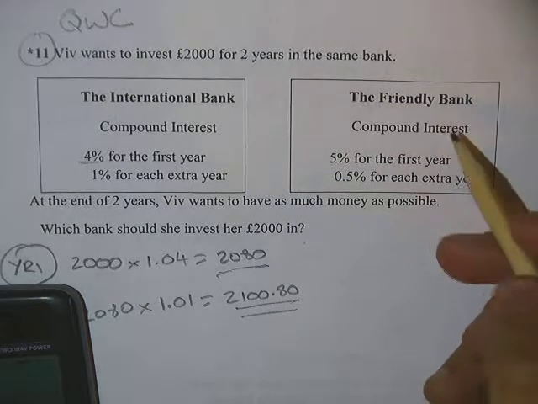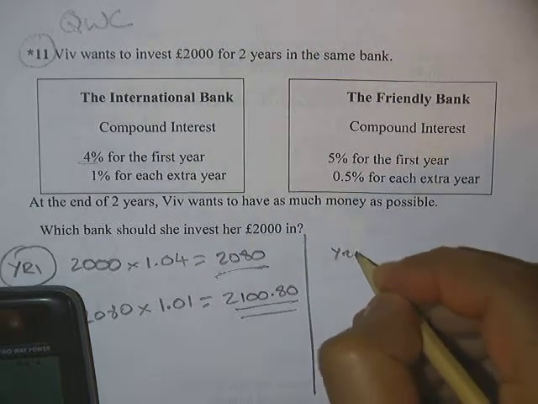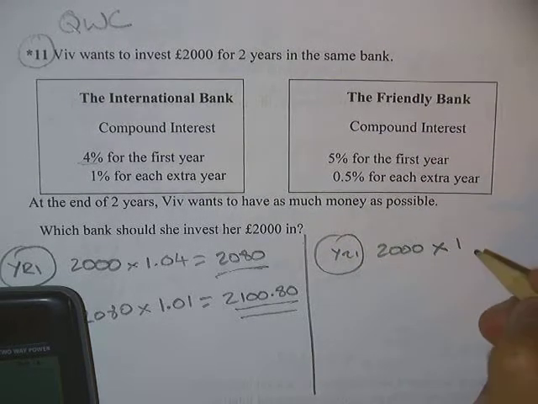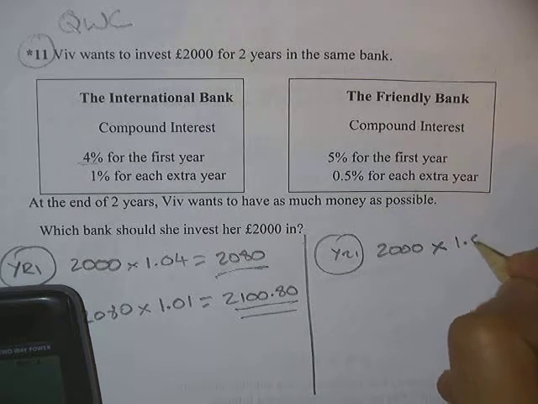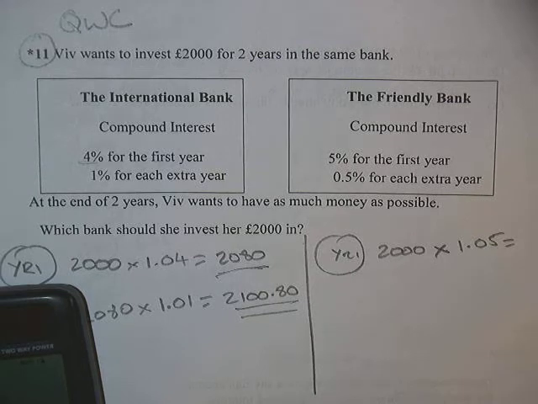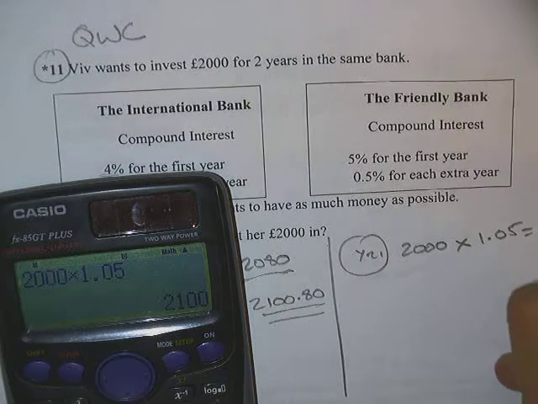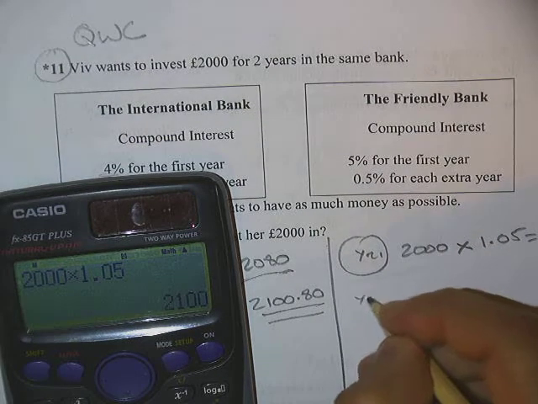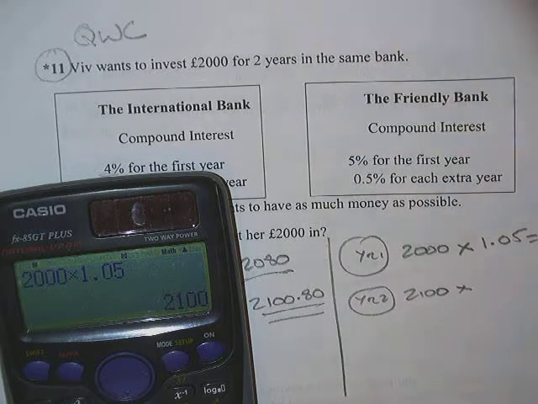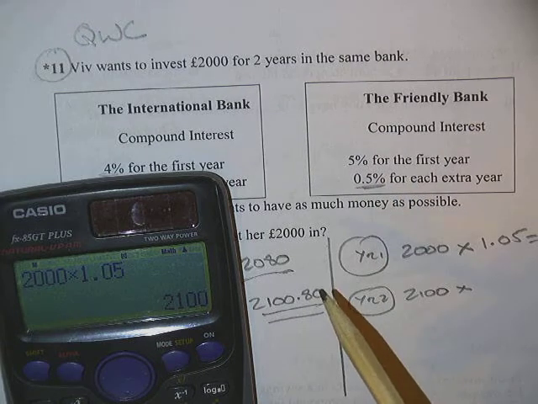Now let's go to the friendly bank and see if they're any friendlier. So year 1, £2,000. You're going to get 5% for the first year compound interest, so the multiplier is 1.05. 2,000 times 1.05 equals 2,100 at the end of year 1. Year 2, that's our new value in the account, 2,100. We're going to times that by our new value for compound interest, which is 0.5%.